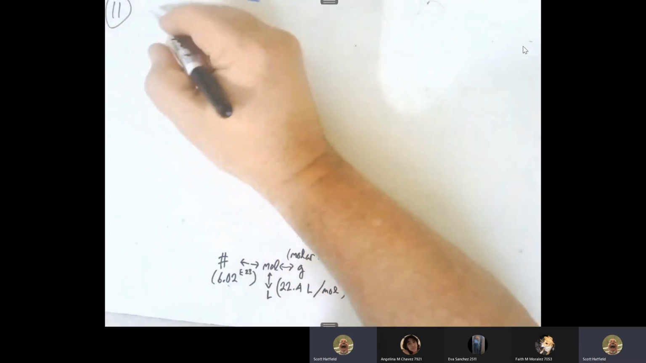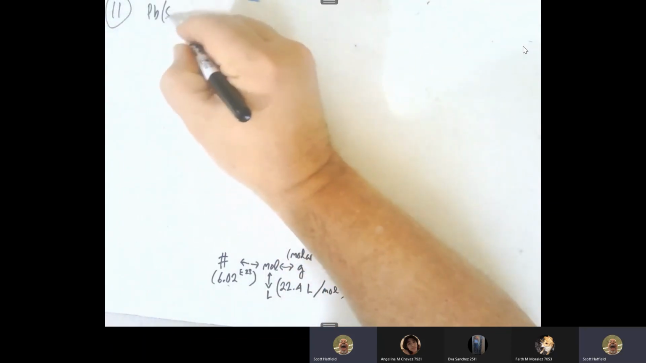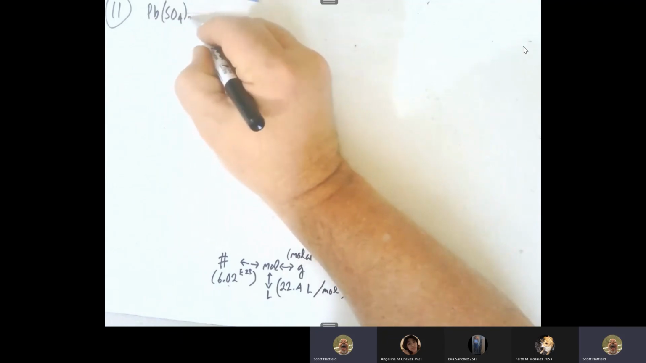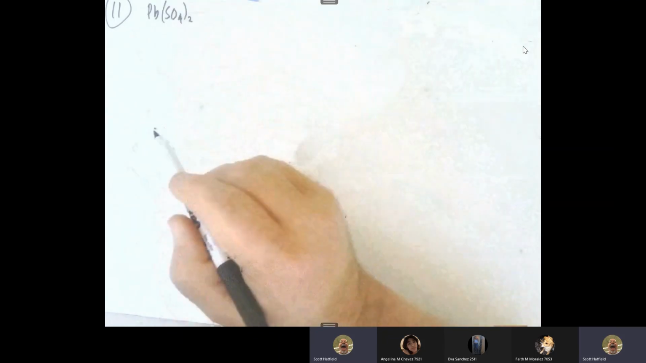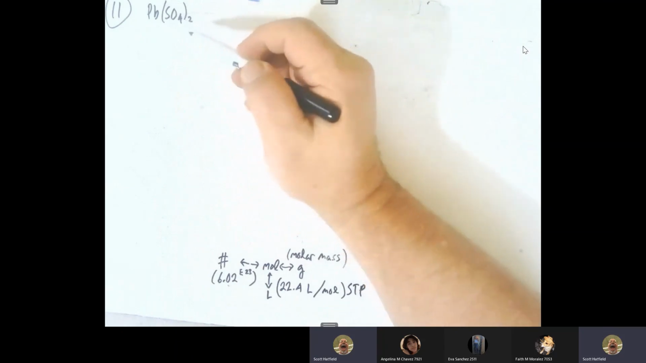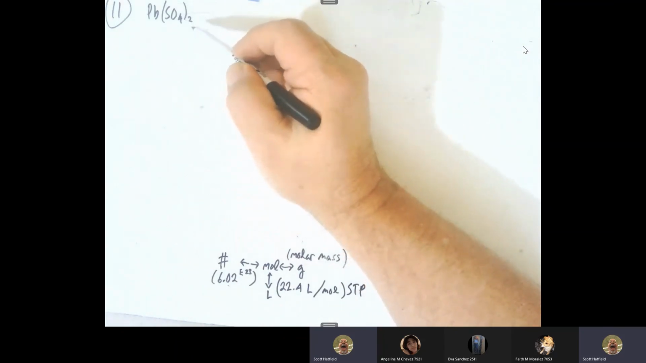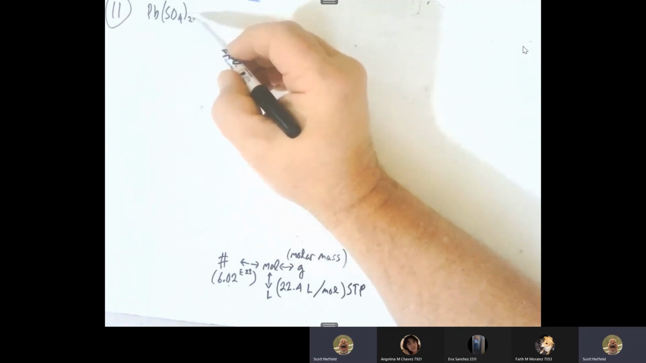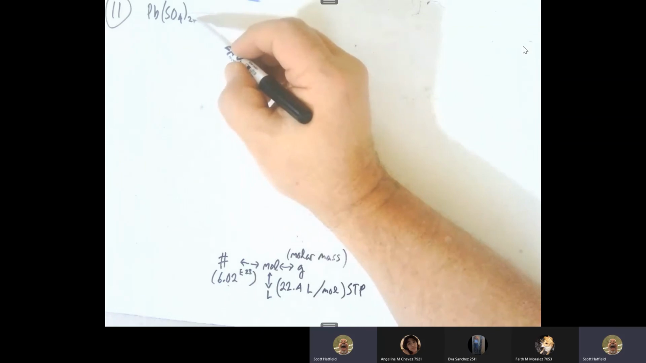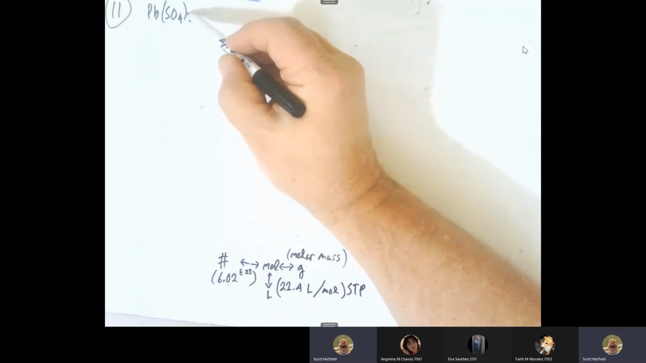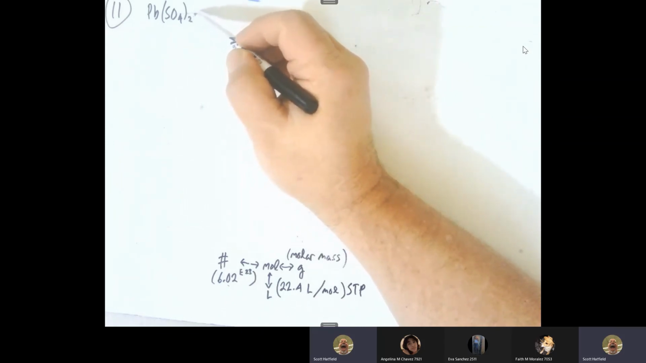We're asked to figure out Pb(SO4)2. So let's make sure we understand what's going on here. Whenever we have parentheses, you're expected to know that there should be a number on the outside of the parentheses. If there isn't a number, something bad happened. You should not try to solve a problem if in the formula there's no number outside the parentheses, because there's no reason to have parentheses without a number.